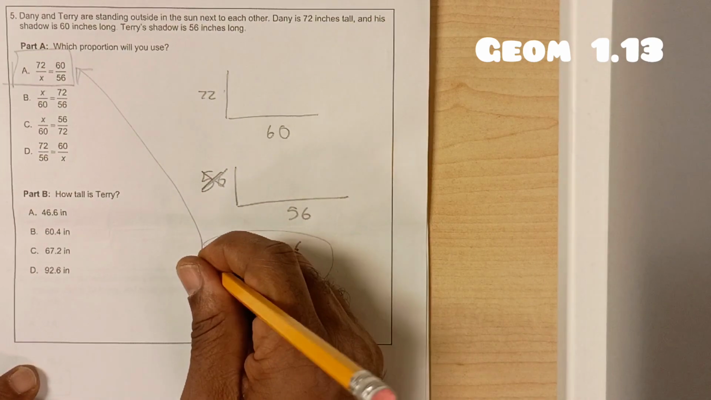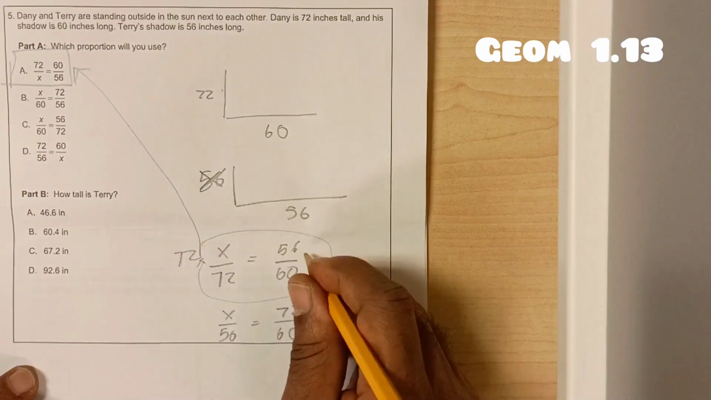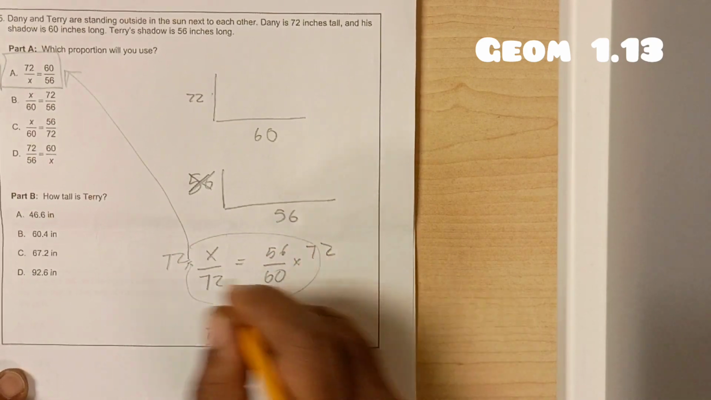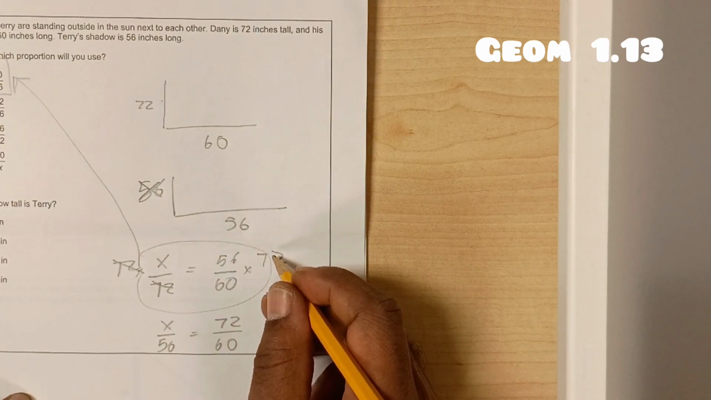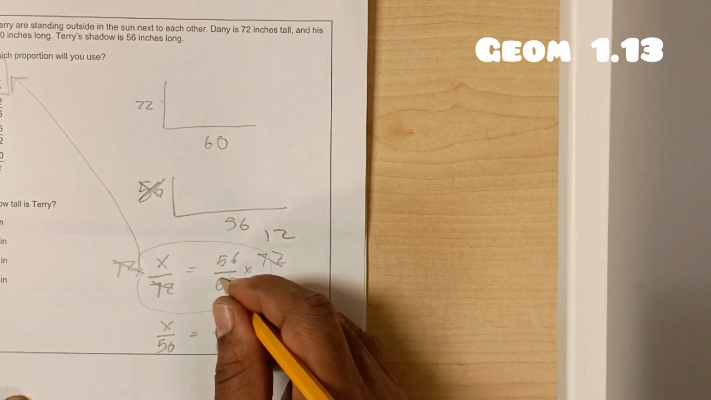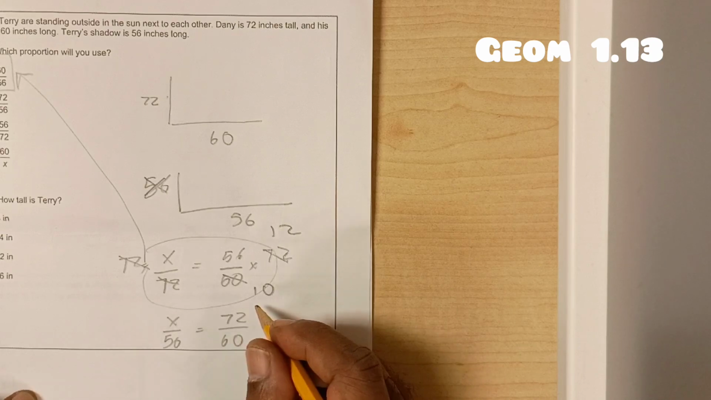This makes it easy to multiply both sides by 72 times 72. Cancel, cancel. 6 goes into 72 12 times, goes into this 10 times.